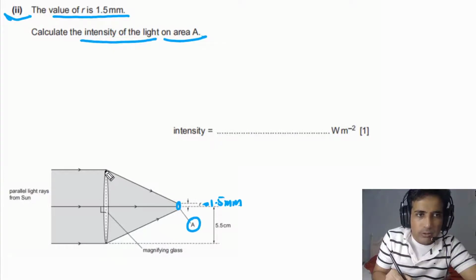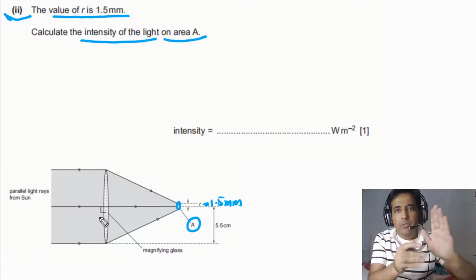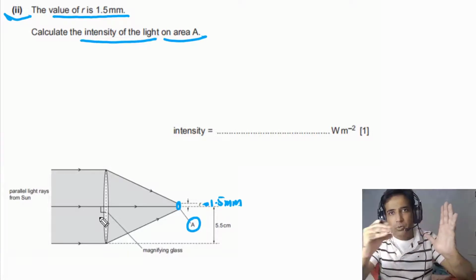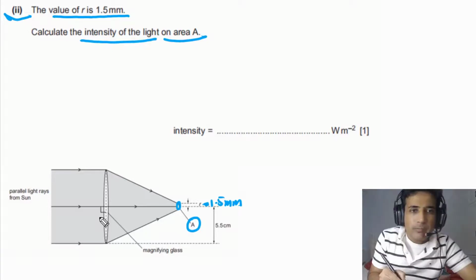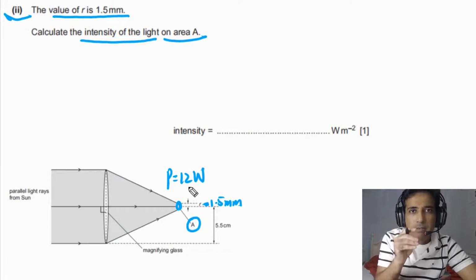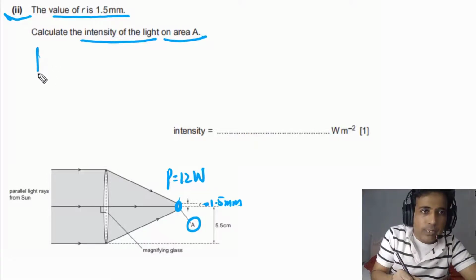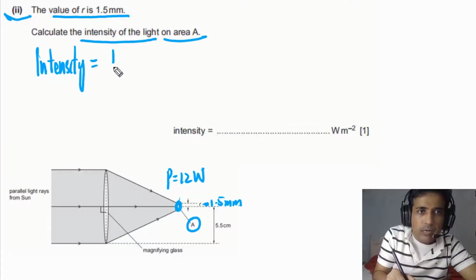Already we have calculated power of the light incident on this magnifying glass. In this question, it is also given to us all the light incident on magnifying glass is transmitted through the magnifying glass. So it means that the power of the light reaching this area, that is equal to 12 watts, because no light is absorbed by magnifying glass. So the power of light reaching at this point is also equal to 12 watts. We need to calculate intensity, so simply we can use this formula. Intensity is equal to power of light, power divided by area.